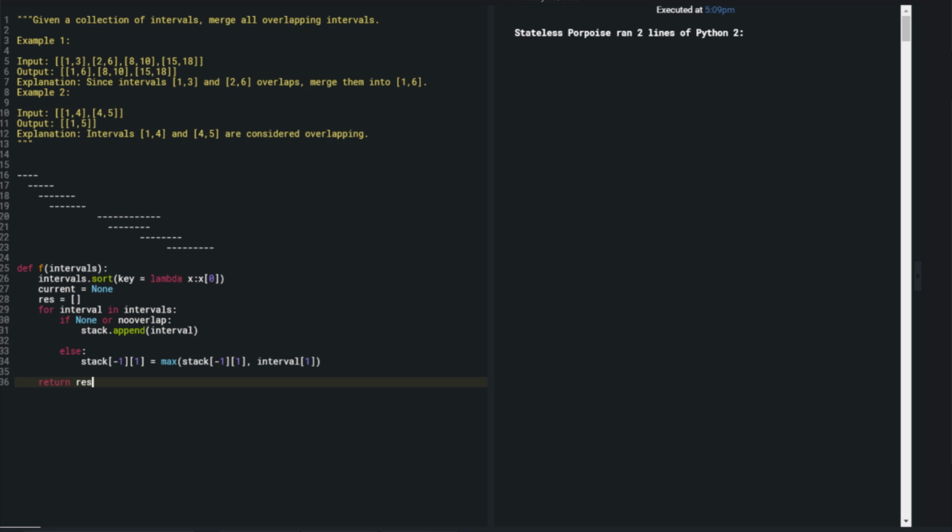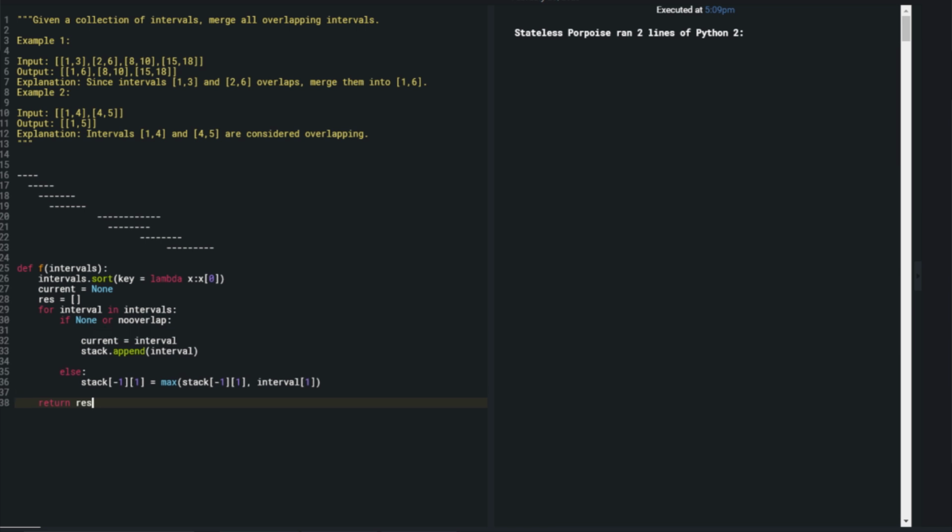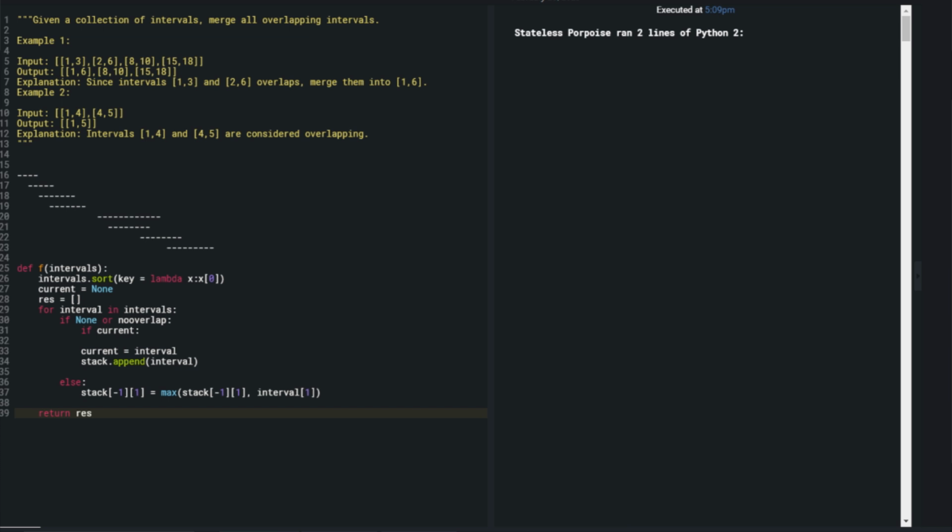So current equals interval. Okay. And if there was a current, then I put the current one, like a copy of it, into the result collection. Okay. And once I have it, sorry, let me change this, and this.